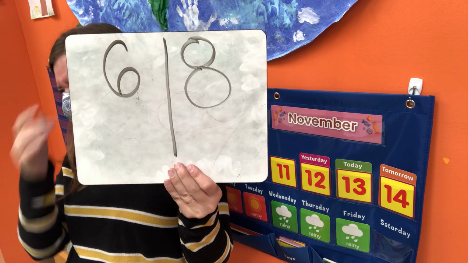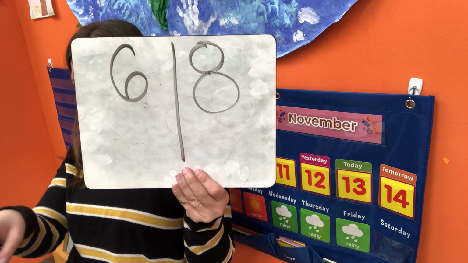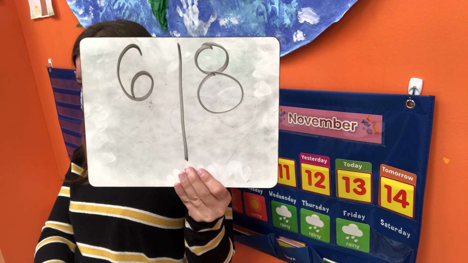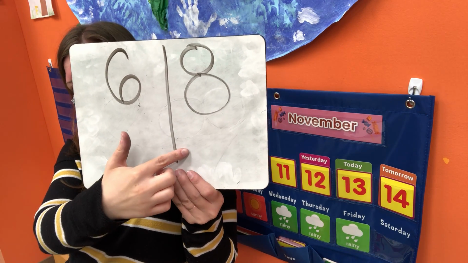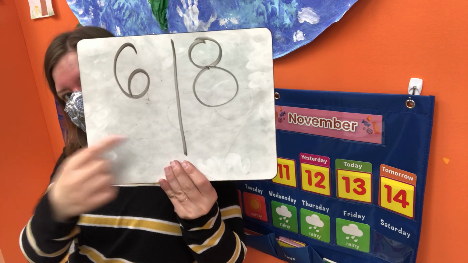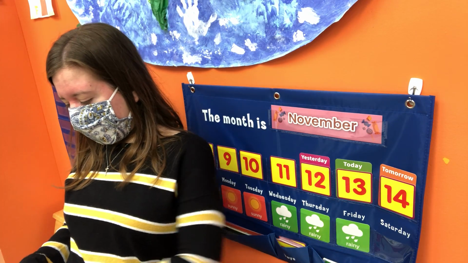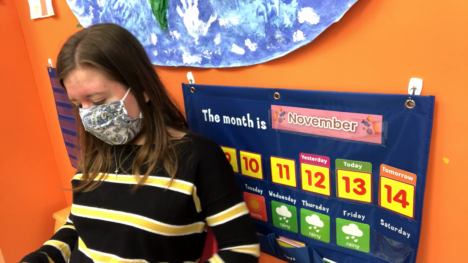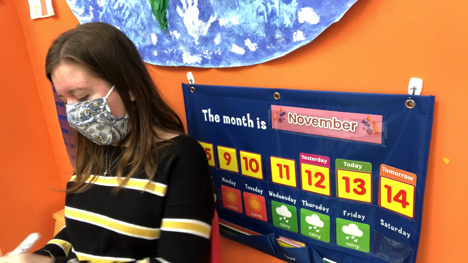So let's see, this could be tricky. Which number is smaller? Six. What number do you think is smaller? Six, that's right. Six is smaller and eight is bigger. Yes, you're right. Eight is bigger and six is smaller. Eight is smaller and six is bigger? No, you said eight is smaller, six is bigger.